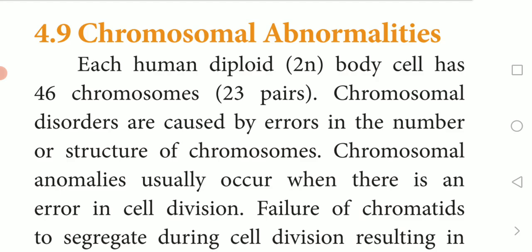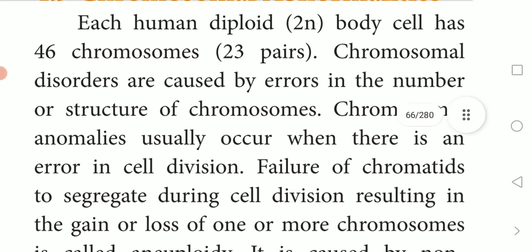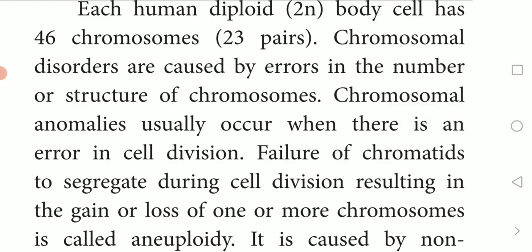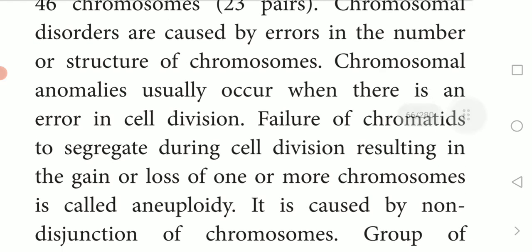Chromosomal abnormalities or chromosomal anomalies usually occur when there is an error in cell division. Cell division means the cell is undergoing division. During that time, the chromosomes may undergo a loss or gain in number, and the structure also may be different.